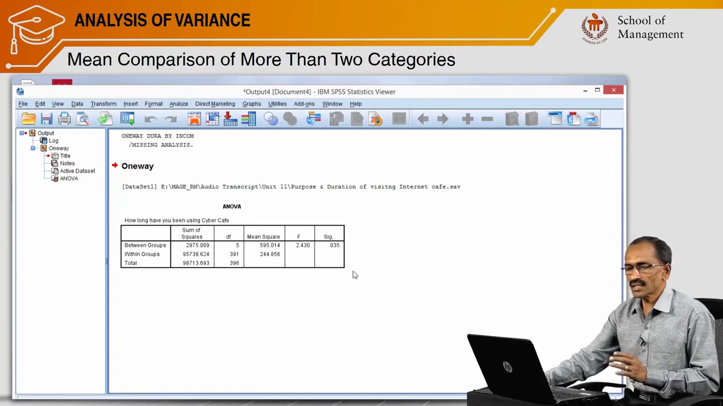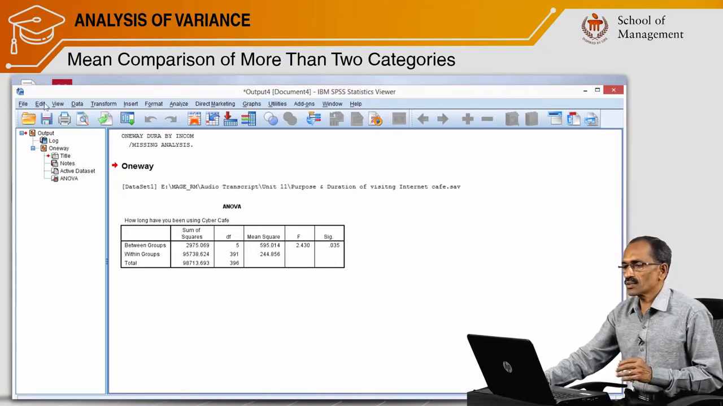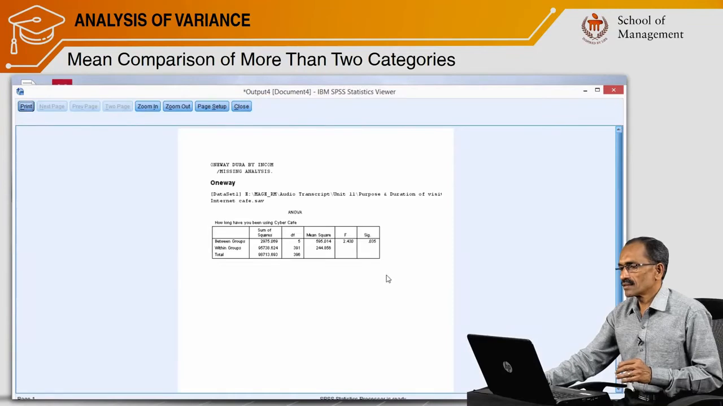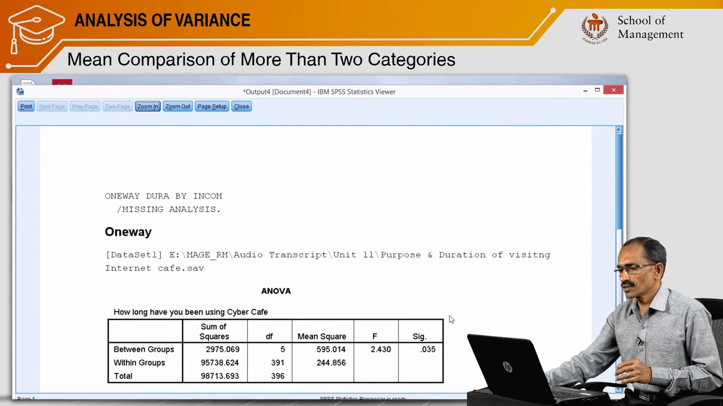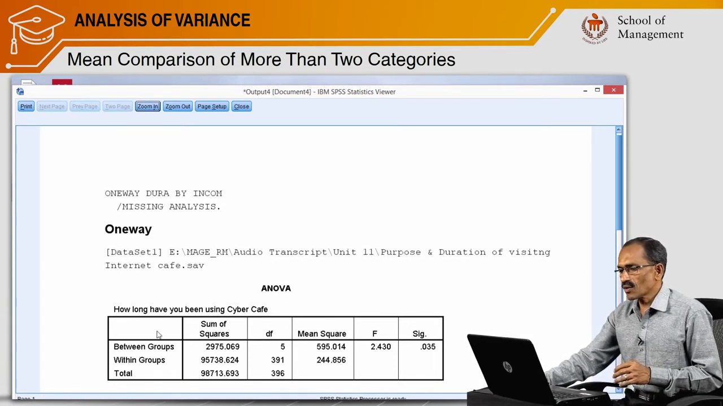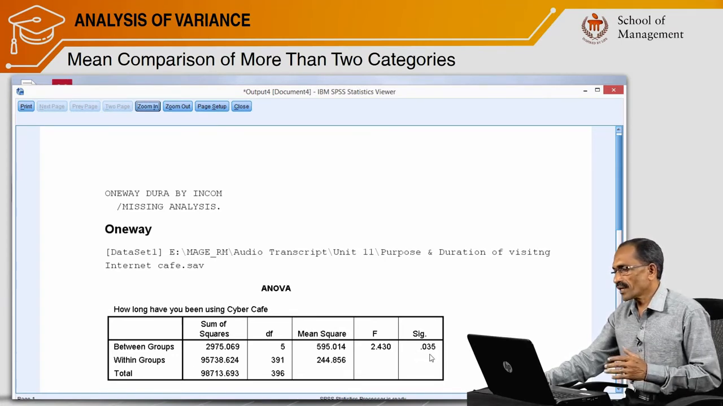Yes, this is the result we have got, ANOVA. What does it show? Let me magnify this. Here, the first column is between groups and within groups. The second column is sum of squares, then degrees of freedom, and mean square is this one. We are interested only in the significance value, that is 0.035. This 0.035 implies that we have ample statistical evidence in this result to reject the null hypothesis.